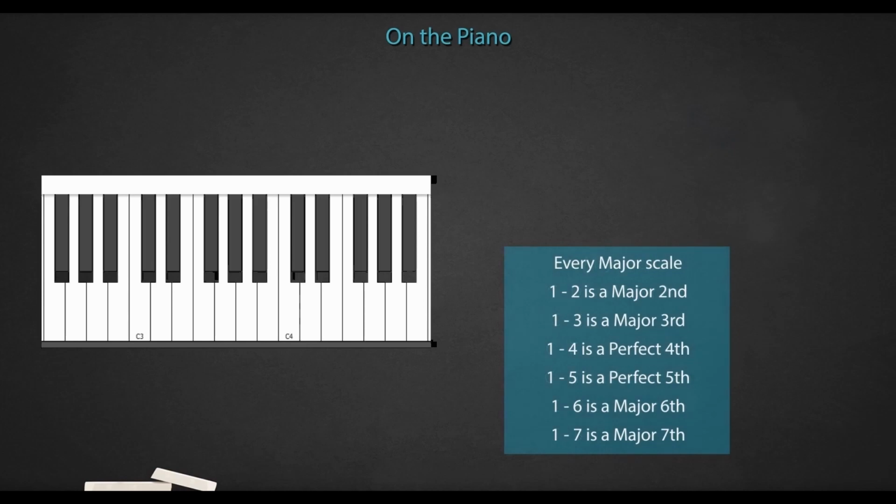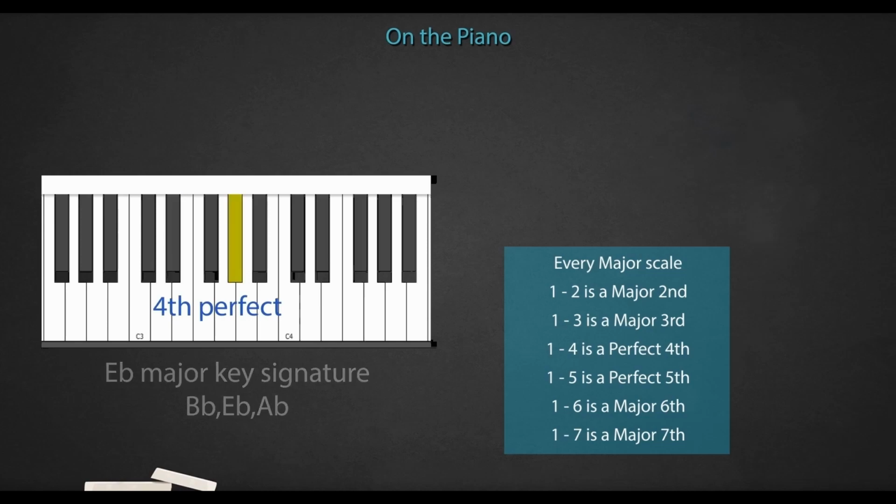See now. E flat, A flat. This is the first and fourth notes of E flat major. Remember, B flat, E flat, and A flat key signature. So this is a perfect fourth.